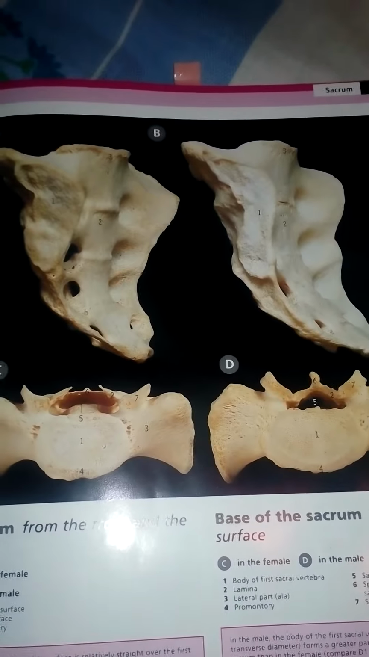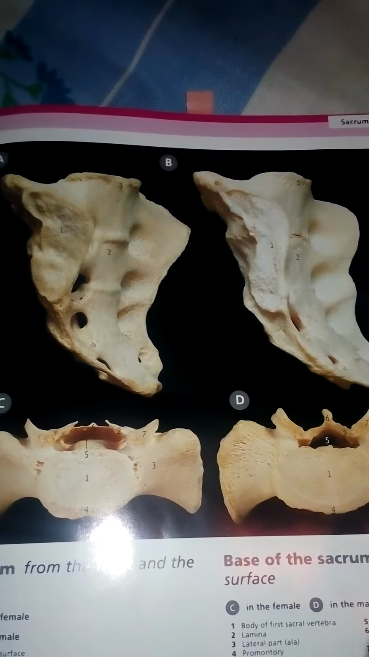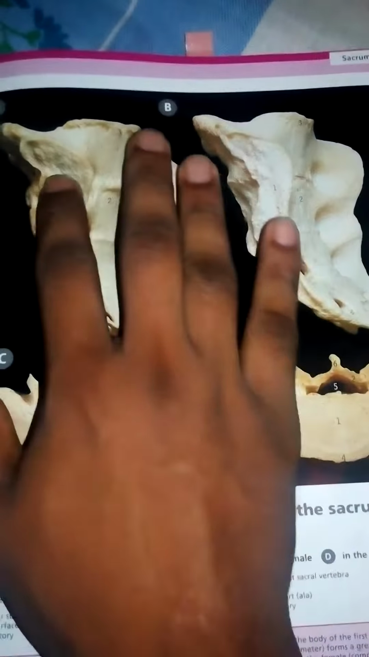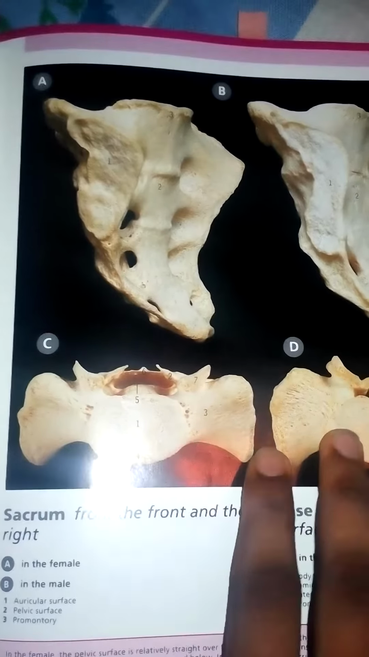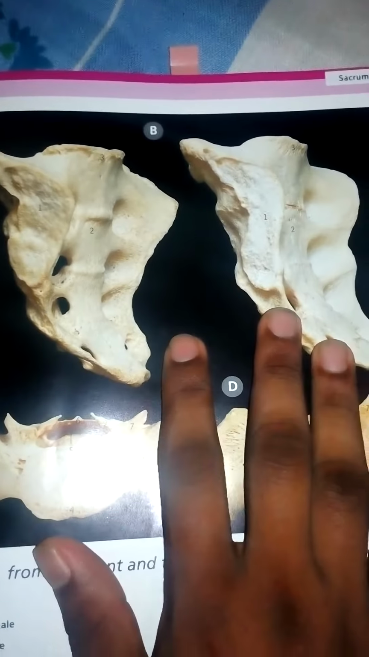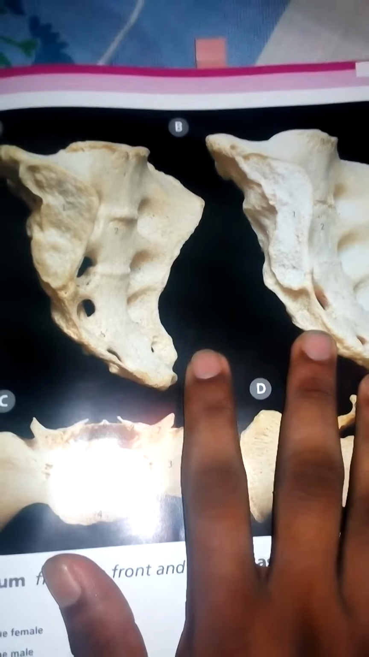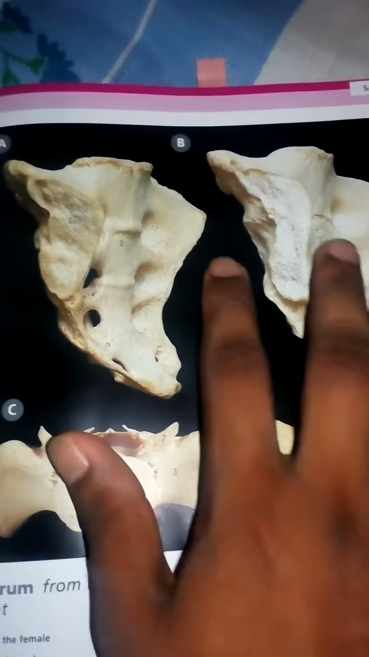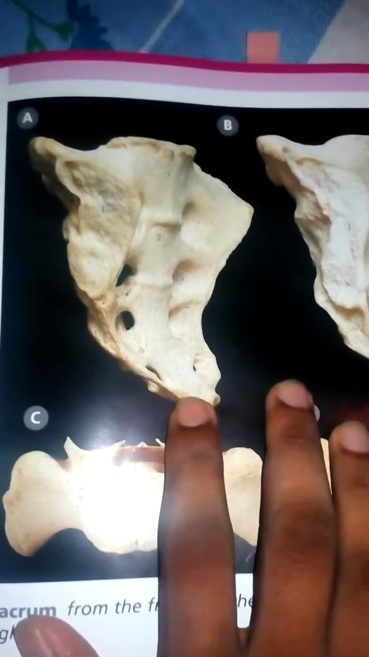Hello, today I'm going to discuss with you an anatomical viva, how you would do it if you get a sacrum as your specimen. First of all, when you have the bone in front of you, you should identify this bone as the sacrum. Then you should name this bone as the sacrum. Then you should give a brief introduction to that.